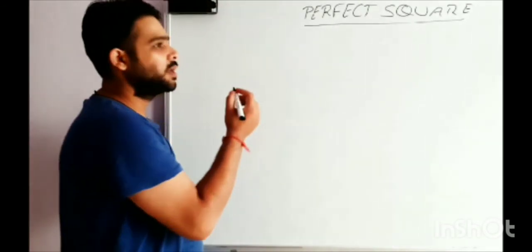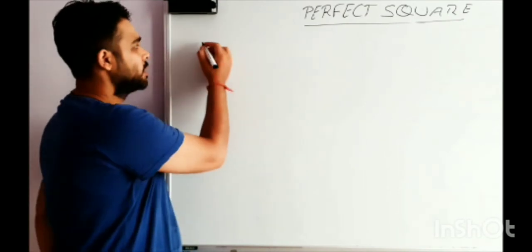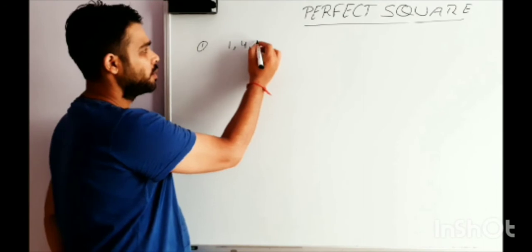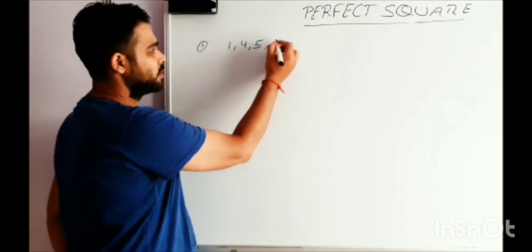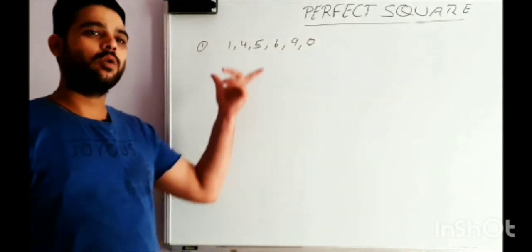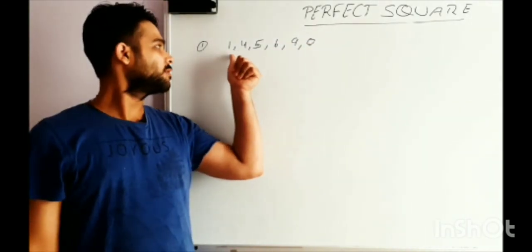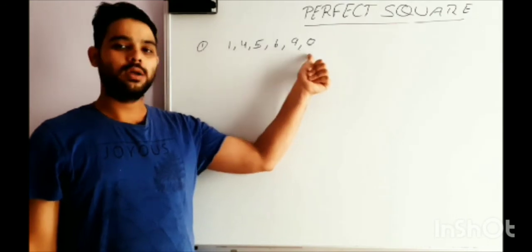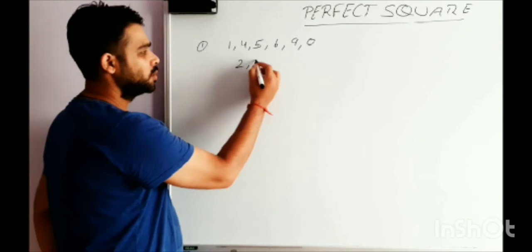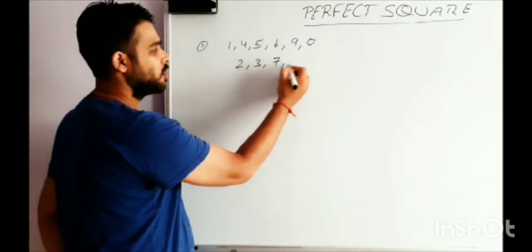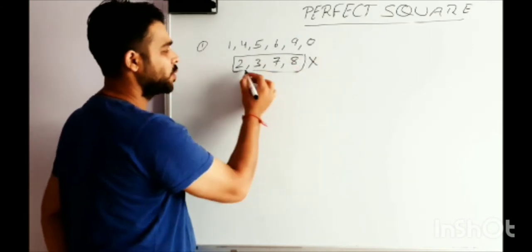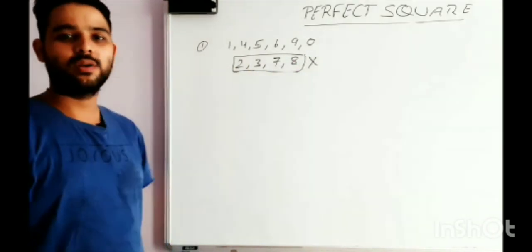A perfect square always ends in the following numbers. This means 1, 4, 5, 6, 9 and 0. So a perfect square will always end in either 1, 4, 5, 6, 9 or 0. This means if you have the last digit as 2, 3, 7 or 8, the number will not be a perfect square.